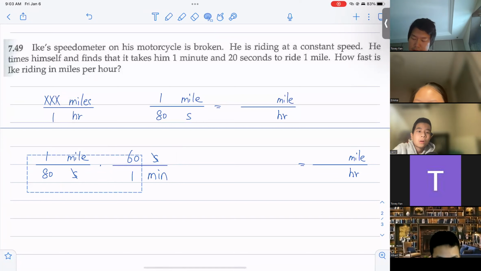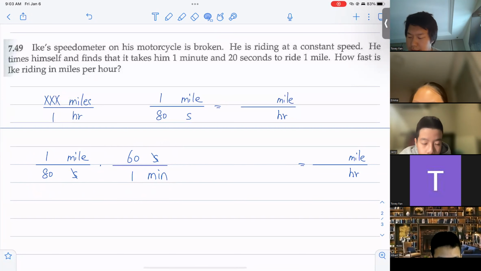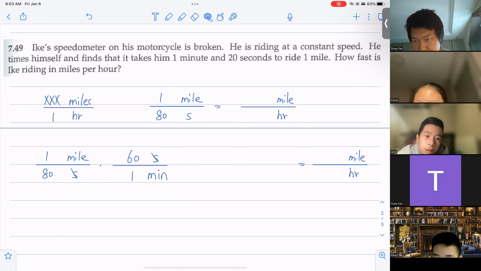Okay, so just after this is called a conversion factor. After this conversion factor, if you times this conversion factor to this fraction, you will get a mile per minute. Okay, Jerry, does that make sense? Yeah, do you recall this kind of stuff? Yeah, that's from before the winter break.